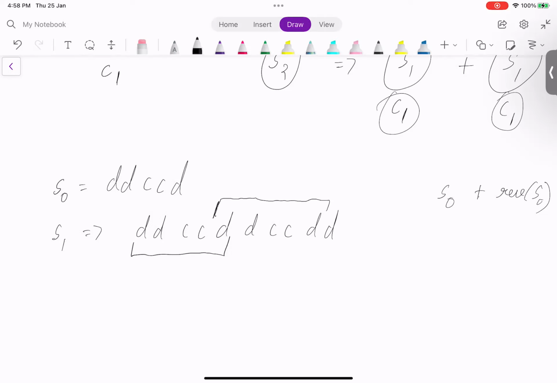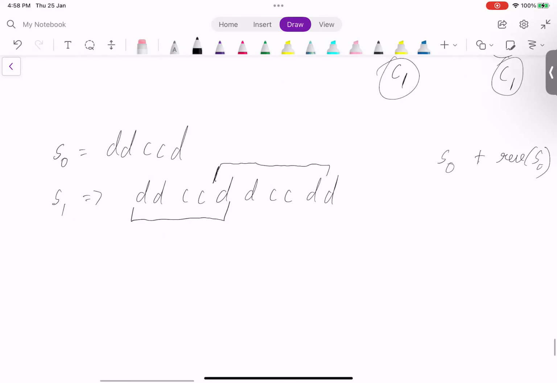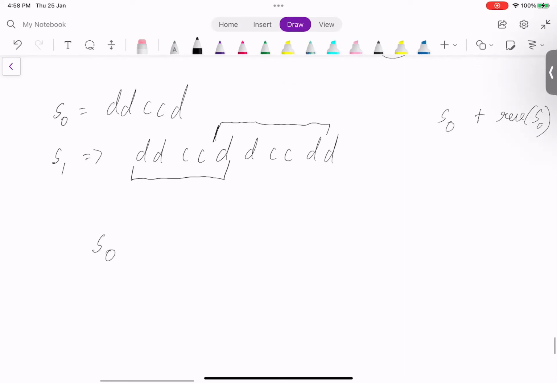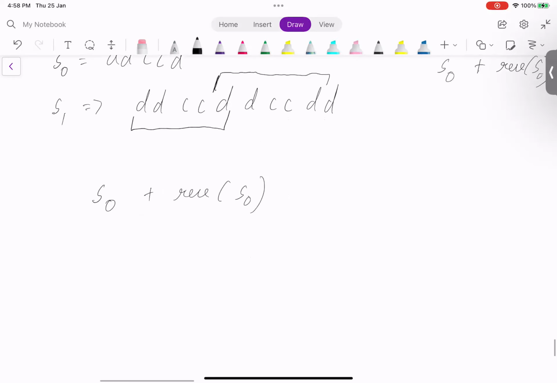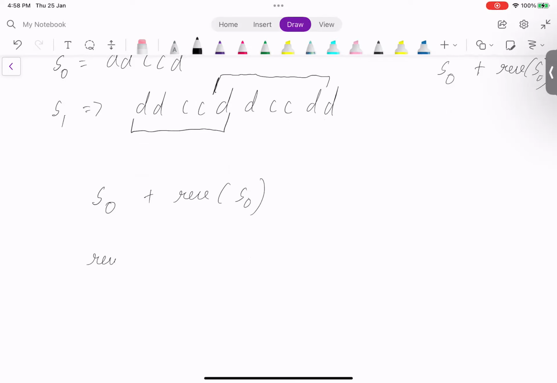So now our aim is to calculate, when we concatenate, there can exist two scenarios only. One scenario is if we concatenate S0 plus reverse of S0, and one more scenario is if we concatenate reverse of any S, so let's not call it S0, Si, and any Si, reverse of Si plus Si, right? So these are the two scenarios that can exist only, right?